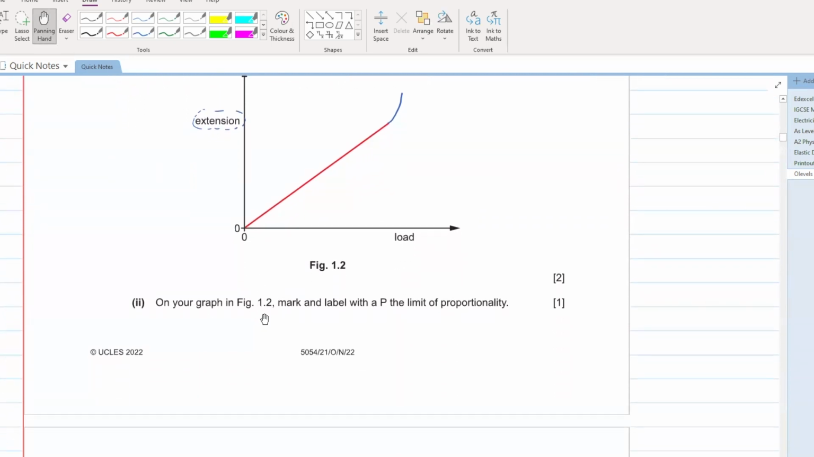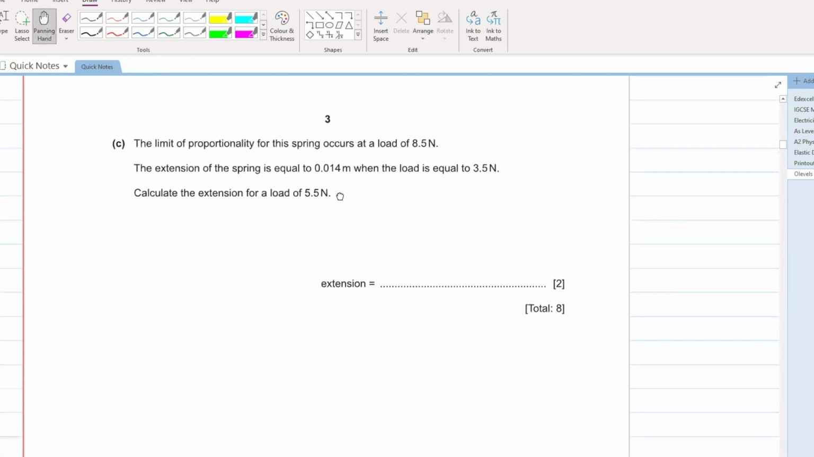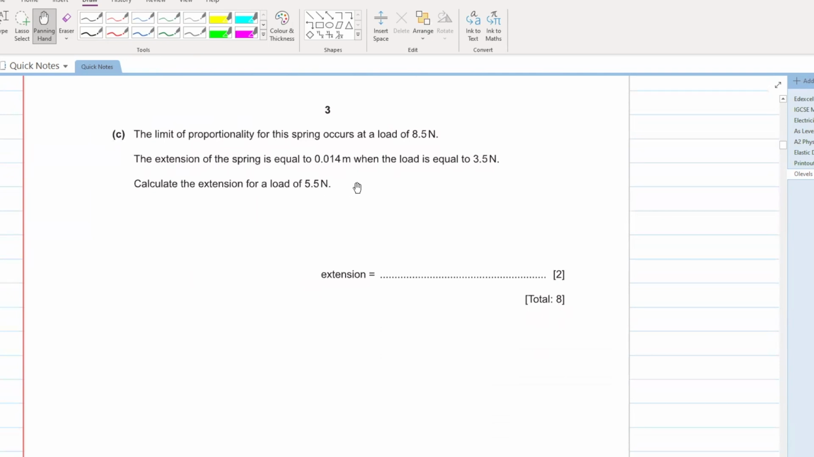On figure 1.2, mark and label with a P the limit of proportionality. Okay, so we have to label it with a P. Let's say this is your limit of proportionality. Simple. The limit of proportionality for this spring occurs at 8.5 newtons. The extension of the spring is 0.014 meters with a load of 3.5 newtons. So when your load is 3.5 newtons, your extension is 0.014 meters.